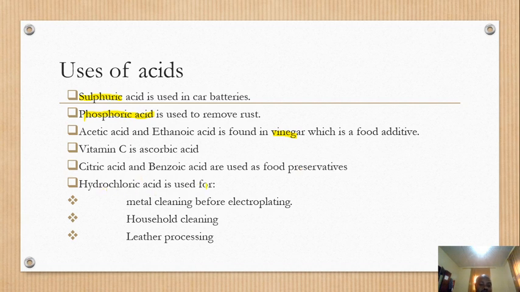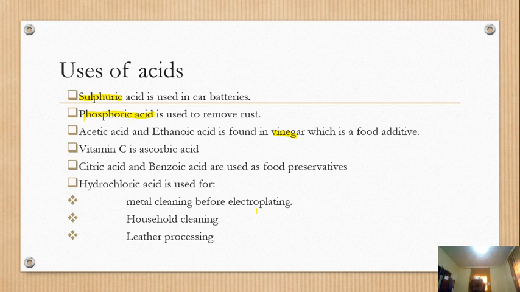Hydrochloric acid is used for metal cleaning before electroplating. You know, electroplating. Electroplating is when you want to prevent a metal from getting rust. We put some other metals on top of it. So before doing that, we clean the metal that we want to electroplate. So we use hydrochloric acid to clean it.